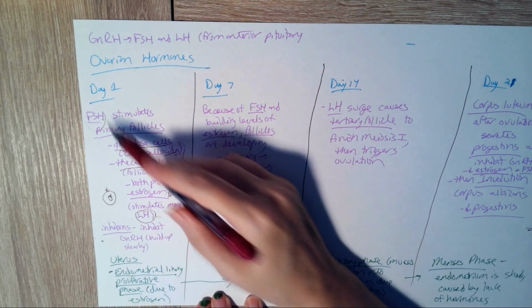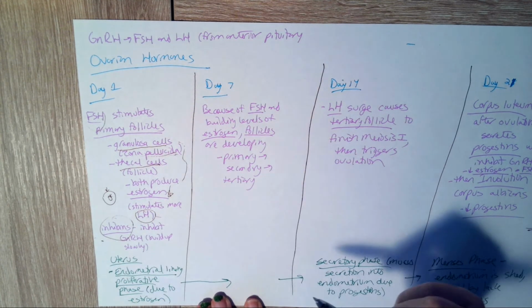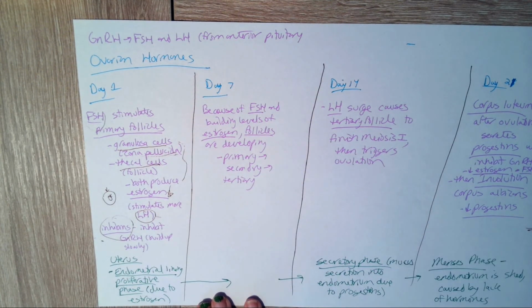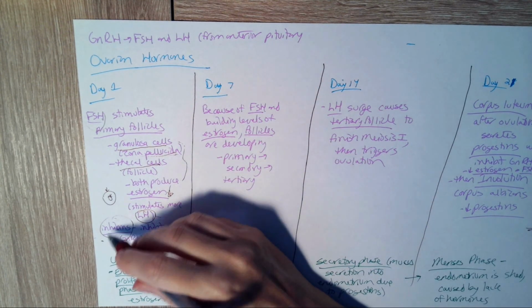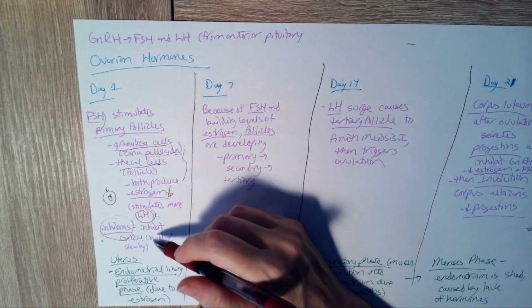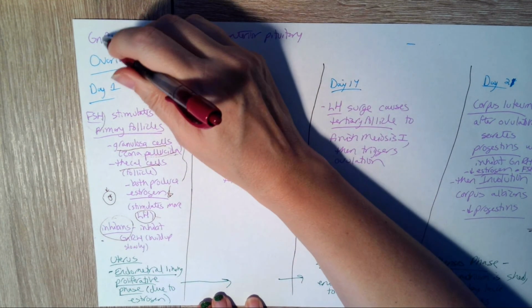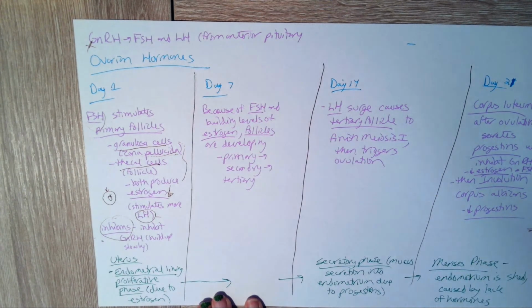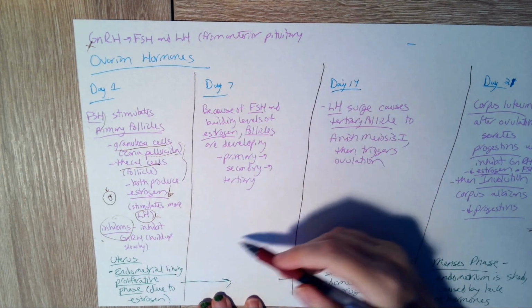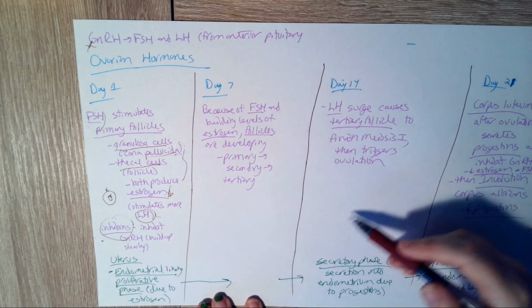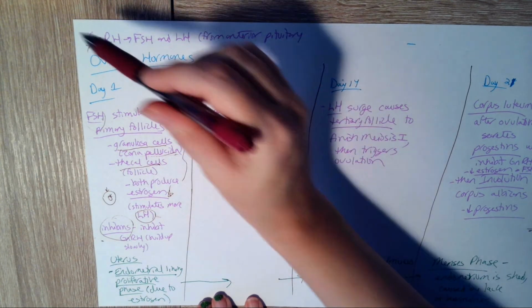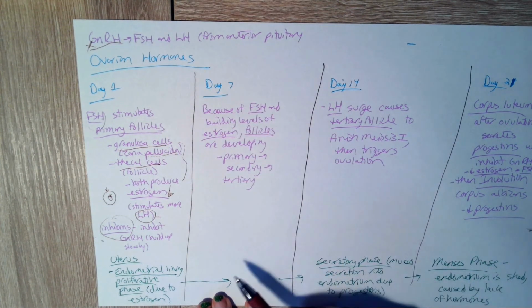Now, while FSH is working, inhibins, remember inhibins from the male reproductive system, that is going to also be starting to build up slowly to inhibit the GnRH, which would be decreasing. But this is going to take some time too, so it's going to be a little bit of time before the inhibins start working on inhibiting the GnRH.